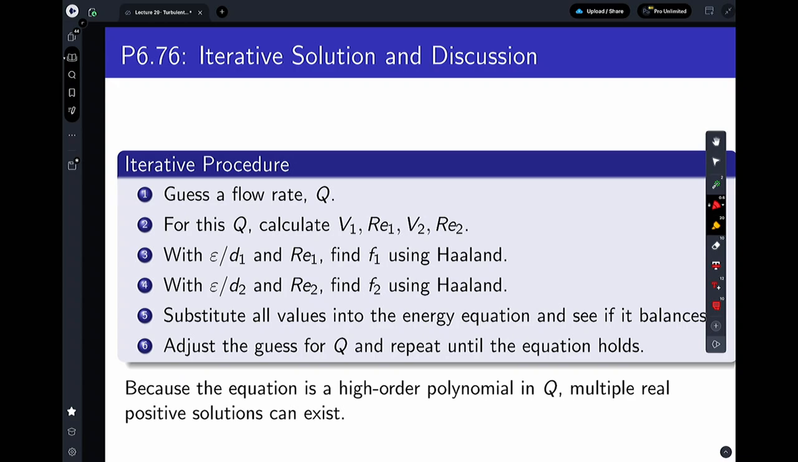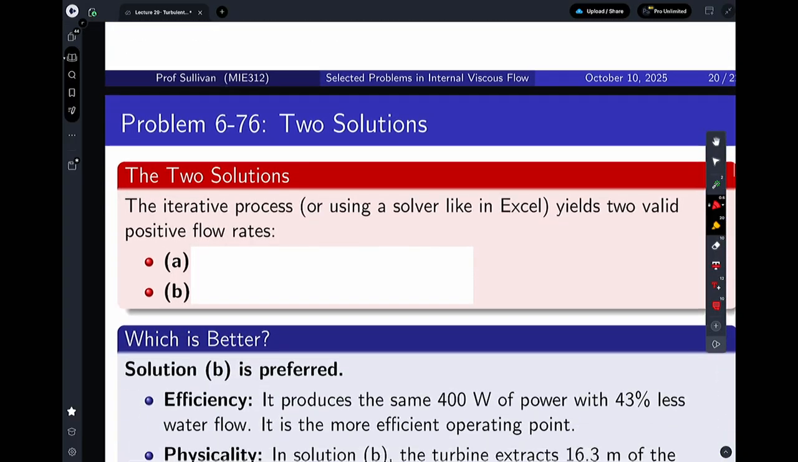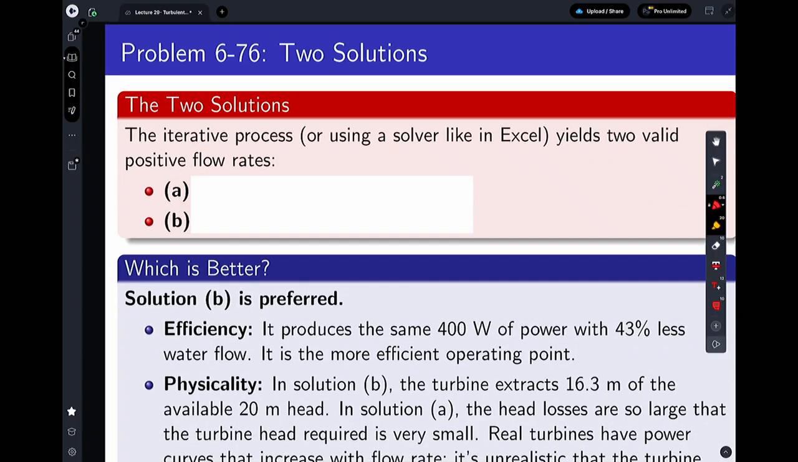So you can see there's a lot to this. And it's going to be higher order in Q, so you're going to have at least two solutions. So if I do that, I end up with something that you can spend the weekend with.